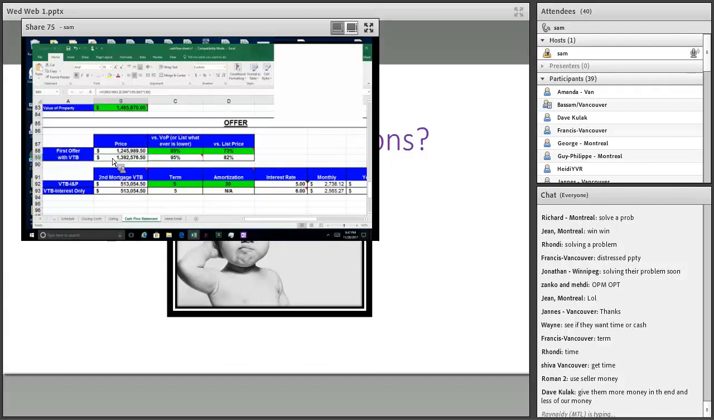So with a VTB, vendor take back or seller financing, we're asking them to put up a portion of the money to be able to finance this property, right? And it's the easiest way to find money in a deal is to ask the seller, look, can you do some financing for me? Do you wish to make some money on the mortgage? And they would be, in this case, like the bank, right? That's exactly it, Dave. You're absolutely right.